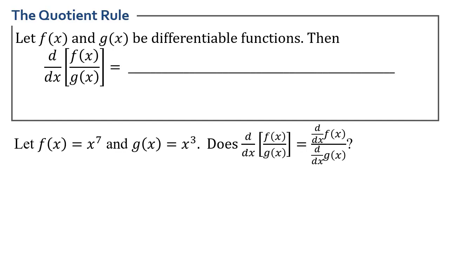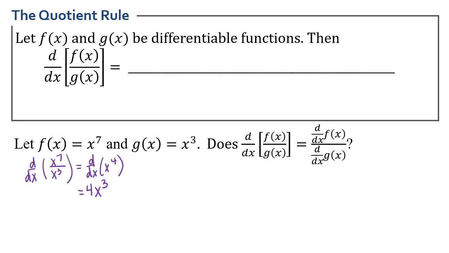So if f of x equals x to the 7th and g of x equals x cubed, does the derivative of f of x divided by g of x equal the derivative of f of x divided by the derivative of g of x? I don't know, let's try. So d over dx of x to the 7th over x cubed. Okay, properties of exponents, that's going to simplify to x to the 4th power. And now I can actually take the derivative, so that gives me 4x cubed.